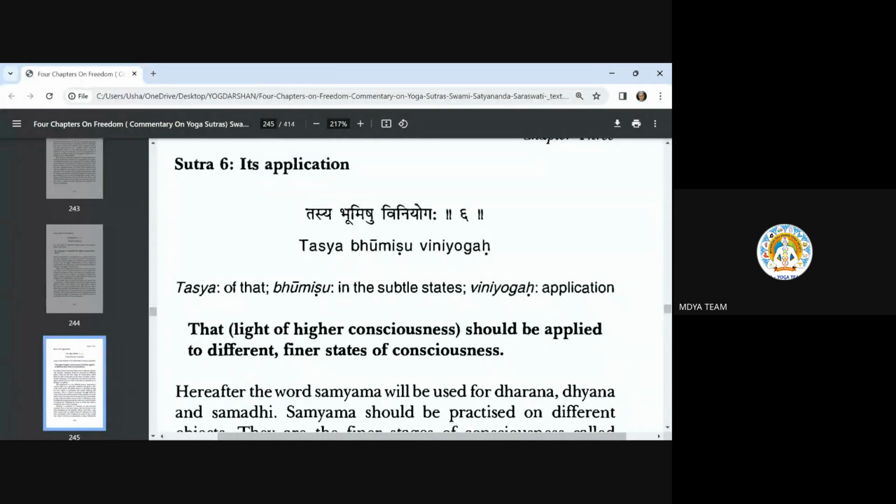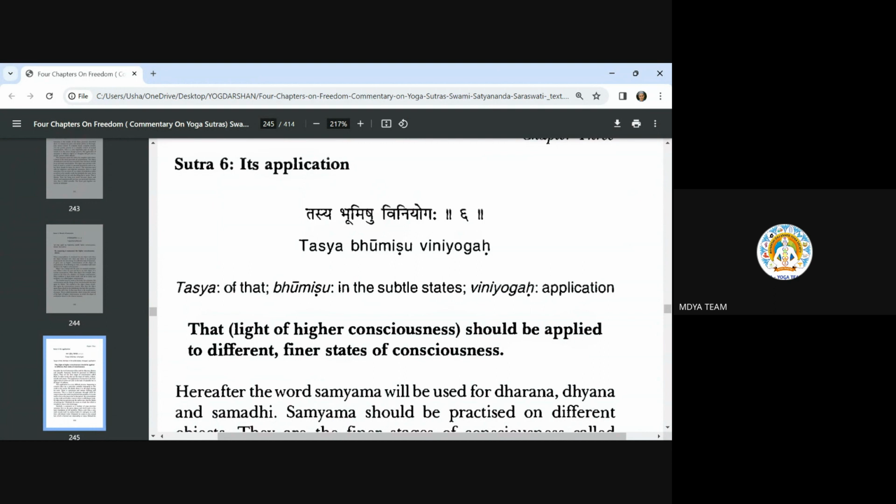So then, depending on the obstacles or the hurdles that you find, you have to practice and get over those stages to make your ground firm in the practice of samyama. So that is what it means. And this is what I've read from the commentary that I'm reading right now, the Vyasa Bhashya. Is this clear? Tasya bhumishu viniyogaha. Okay? Yes, ma'am.